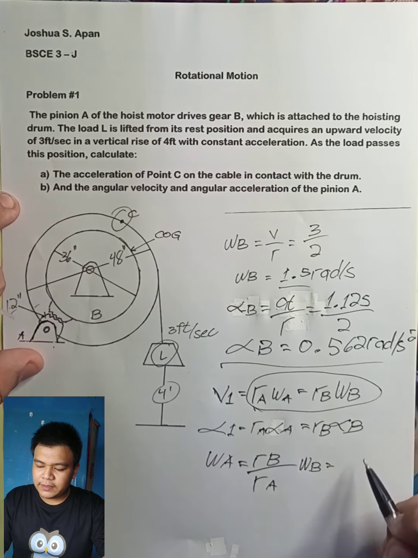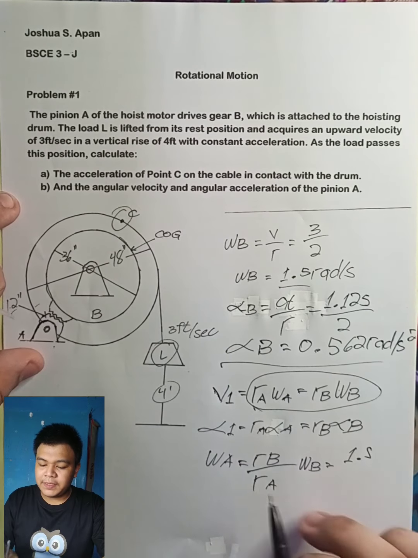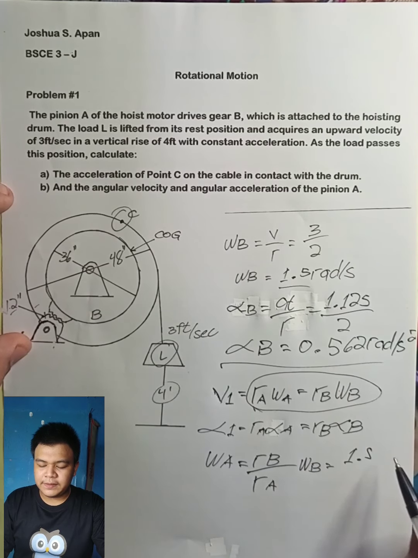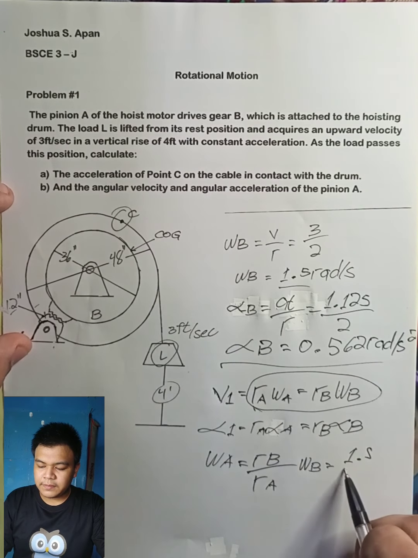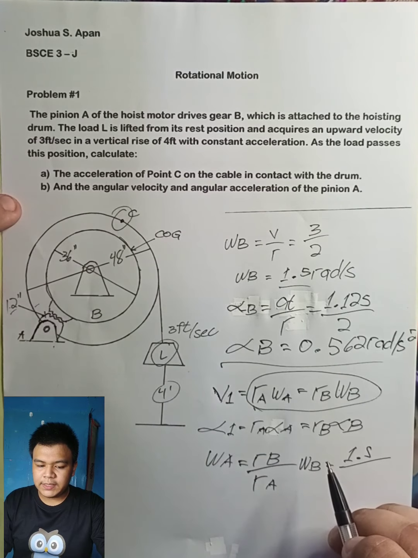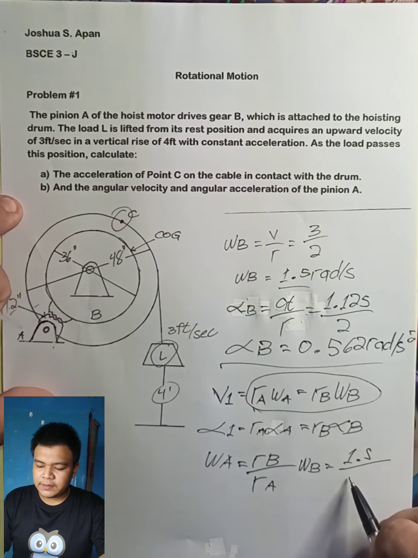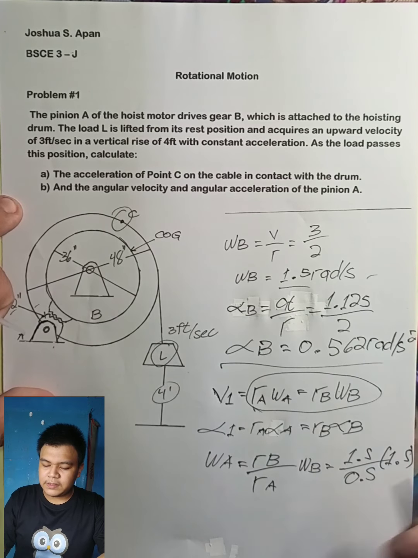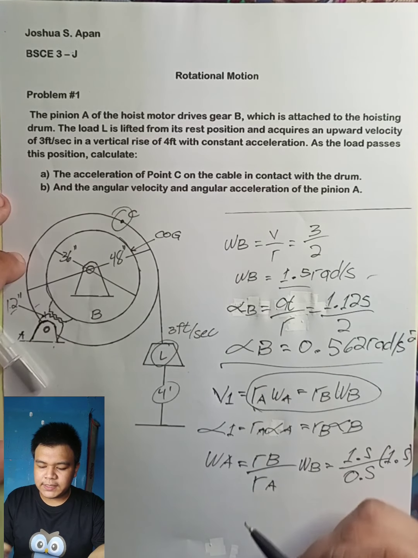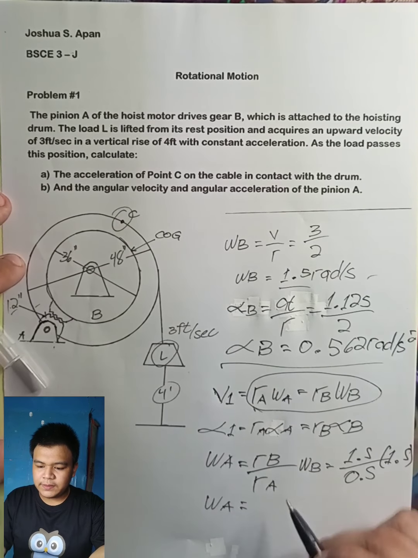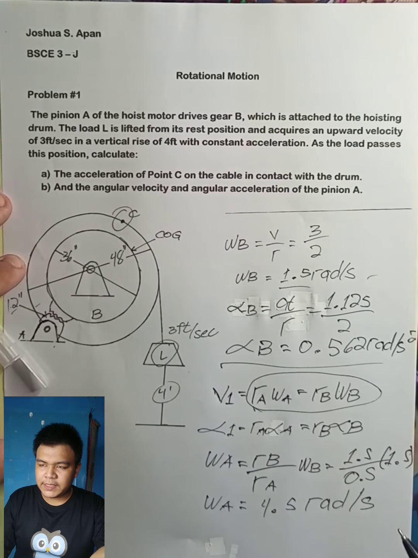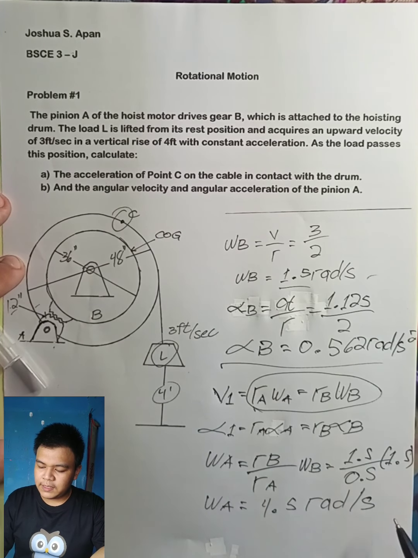So, nandito tayo diyang 1.5. Saan nakuha itong 1.5? Radius ng B, 36 inches. Gagawin natin feet. Then, i-divide natin sa 12, over radius ng A, 12 inches. Then, naging 0.5. Multiply sa 1.5. Which is dito. So, yung angular velocity natin sa A is equal to 4.5 rad per second clockwise.